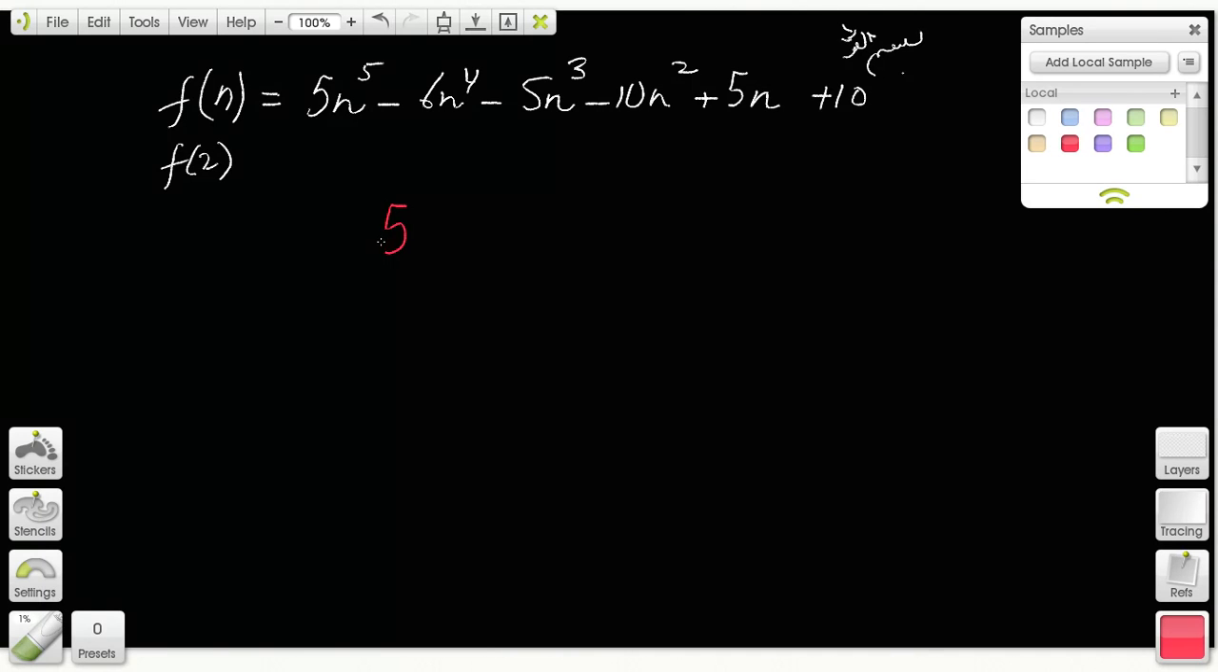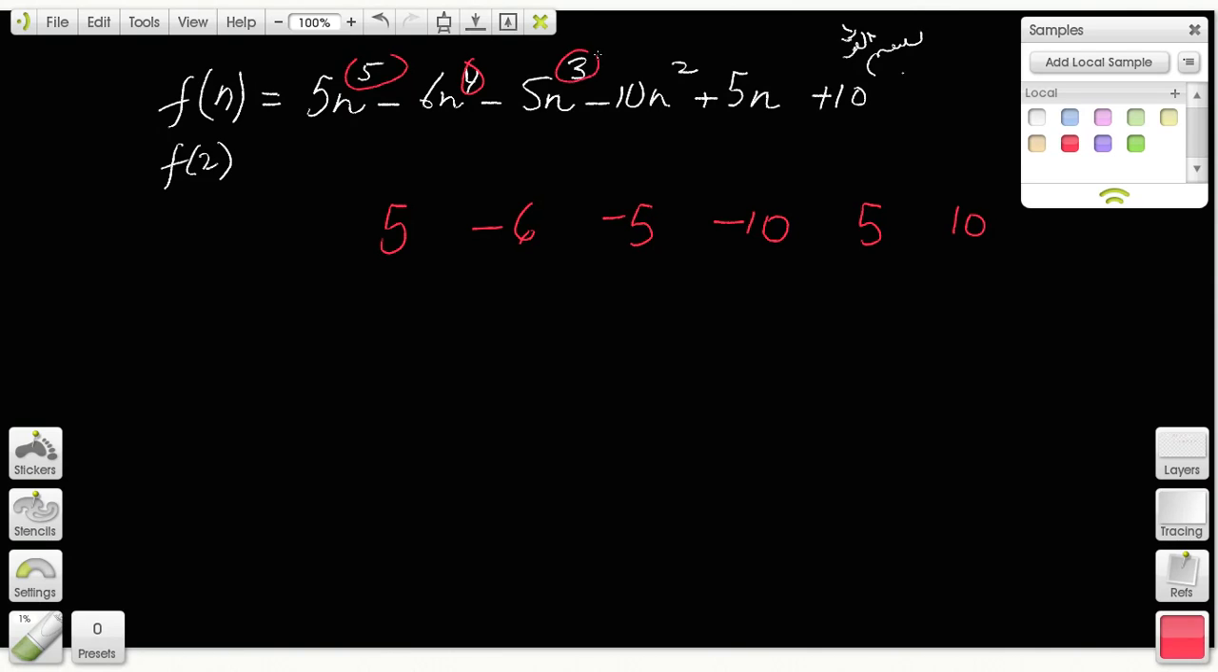All right, so 5, negative 6, negative 5, negative 10, 5, and 10. Okay, I wrote them all down. Now, none of the terms are missing here. There's n to the 5, 4, 3, 2, 1, so none of them are missing. Notice, of course, I write that one down too. And I want 2.